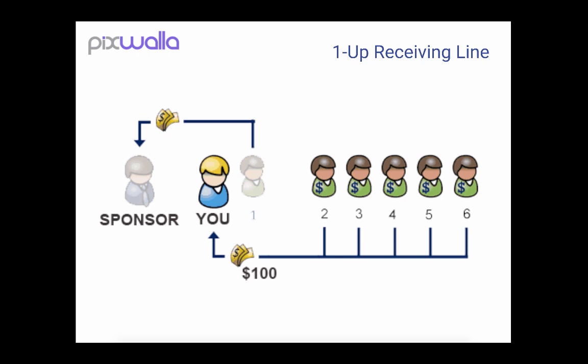Now, here's the cool part. Each one of those personal sales that you brought on board, they all have to pass you their first sale. So not only are you making $100 for bringing these personal sales in, you're making $100 on all their pass-up sale, the very first one that comes up.